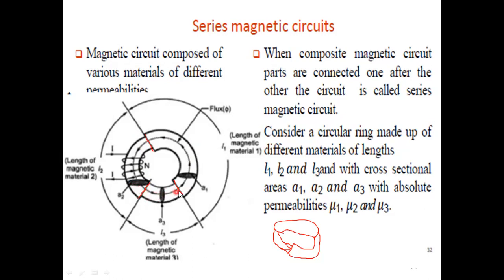The same flux is present here, and the same flux is present in this material too. The flux produced is the same in all materials, but the length of the first material is different, the second material is different, the third material is different, and the cross sectional area is different for all materials, and the permeability is also different for all materials here. Is it clear?